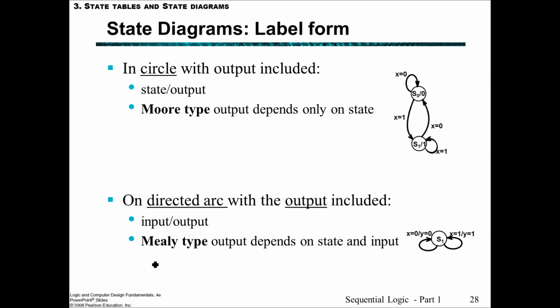Now the difference is with this Mealy type here, we only have the state name inside the circle, and on the directed arc itself, we have both the input, x equal to 0, same terminology as we've had before, but we also have the output.